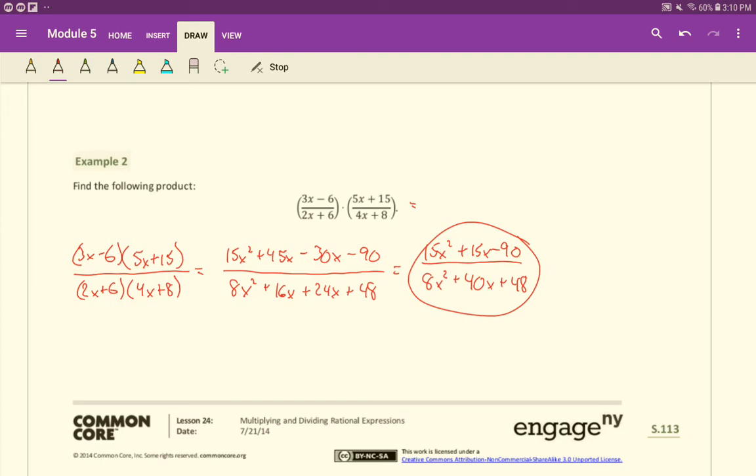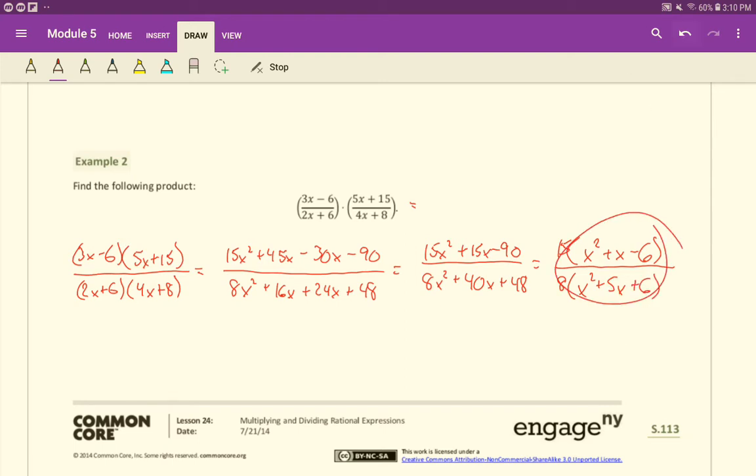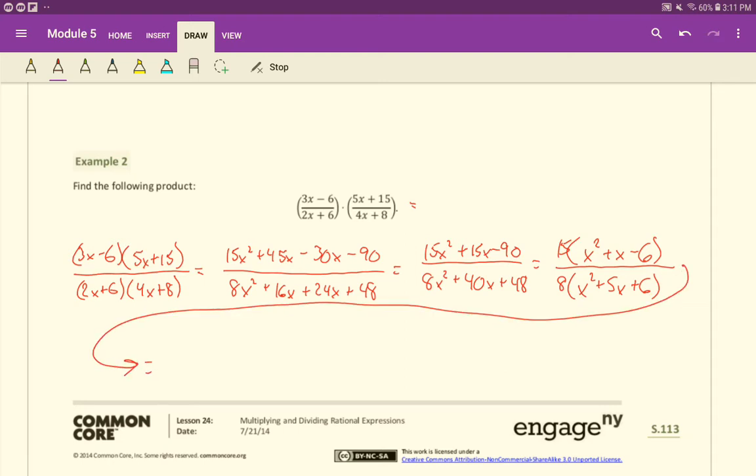Okay, so to factor this, again, let's look for a GCF. In the numerator, I see that we can pull out a 15, and so we'll be left with x squared plus x minus 6, all over, and we can pull out an 8 in the denominator. It'll be x squared plus 5x plus 6, like so. And then we'll factor the numerator and denominator, those quadratics, I should say.